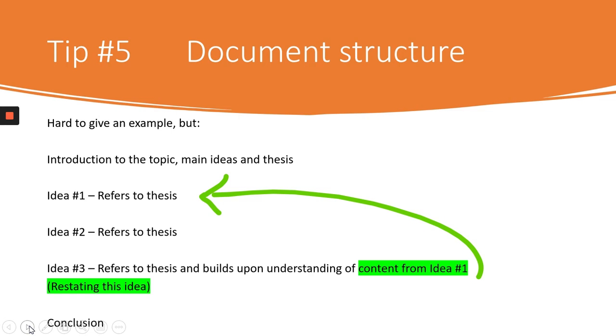If you had idea number 3 and you moved it into the second place after idea number 1, you could then use some linking words such as building upon this idea number 1. You then don't have to restate it all at all because you've just explained it, and then idea number 3 would flow naturally and become idea number 2, and then idea number 2 would become your third idea before your conclusion.